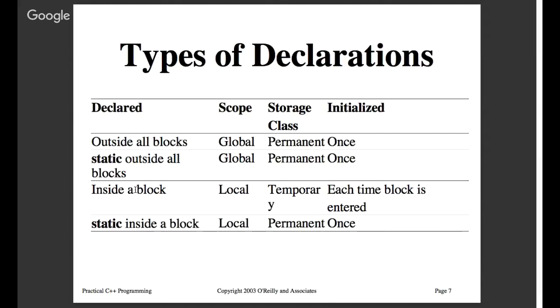Static outside of all, global again, permanent once. Inside a block, a local variable, temporary, each time the block is entered, like that temporary one we looked at. Static inside a block is local and permanent once.